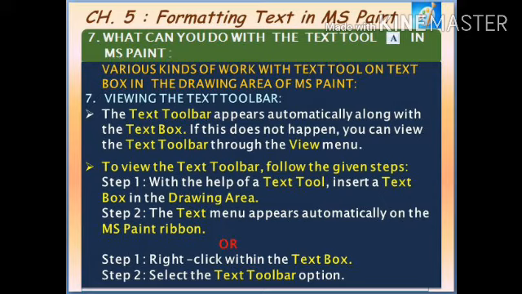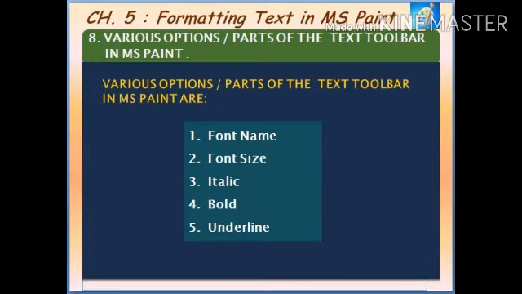Step number 1. With the help of a text tool, insert a text box in the drawing area. Step number 2. The text menu appears automatically on the MS Paint ribbon. Or step 1. Right click within the text box. Step number 2. Select the text toolbar option. Move to the next topic.